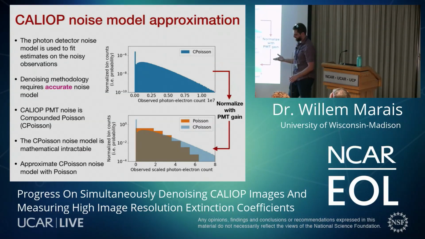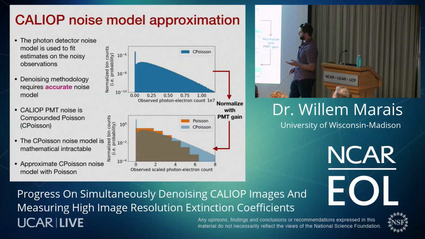So the model that describes the compounded Poisson noise, you can write it down as a mathematical function, but it's not analytical. It's not like with Poisson noise that it's a closed form expression. Compounded Poisson noise is a summation within a summation within a summation without an explicit formulation. So you can't really use it as a noise model analytically. So we have to come up with an approximation for the compounded Poisson noise.